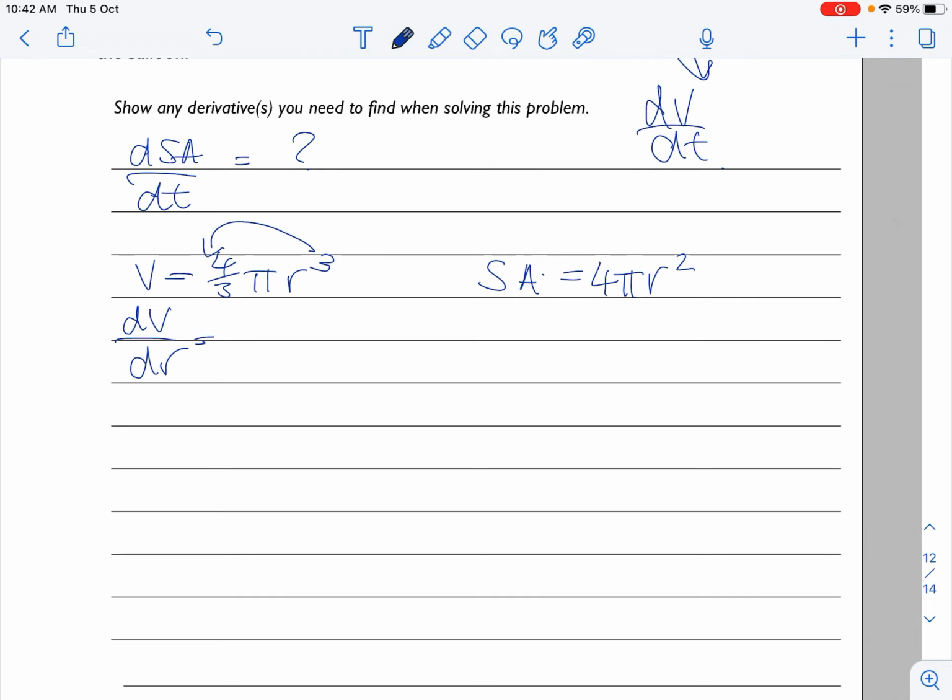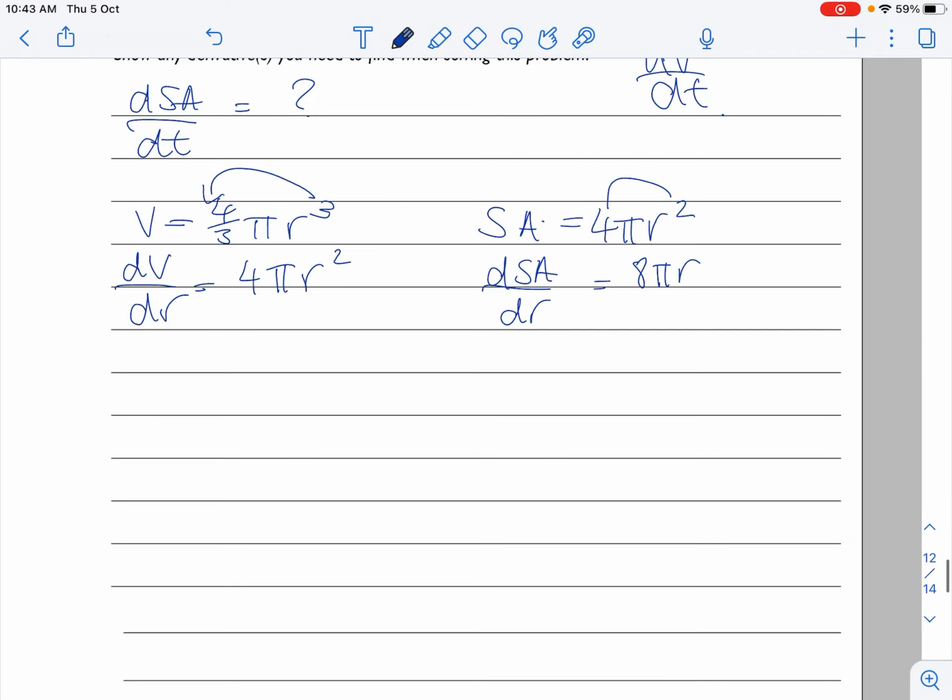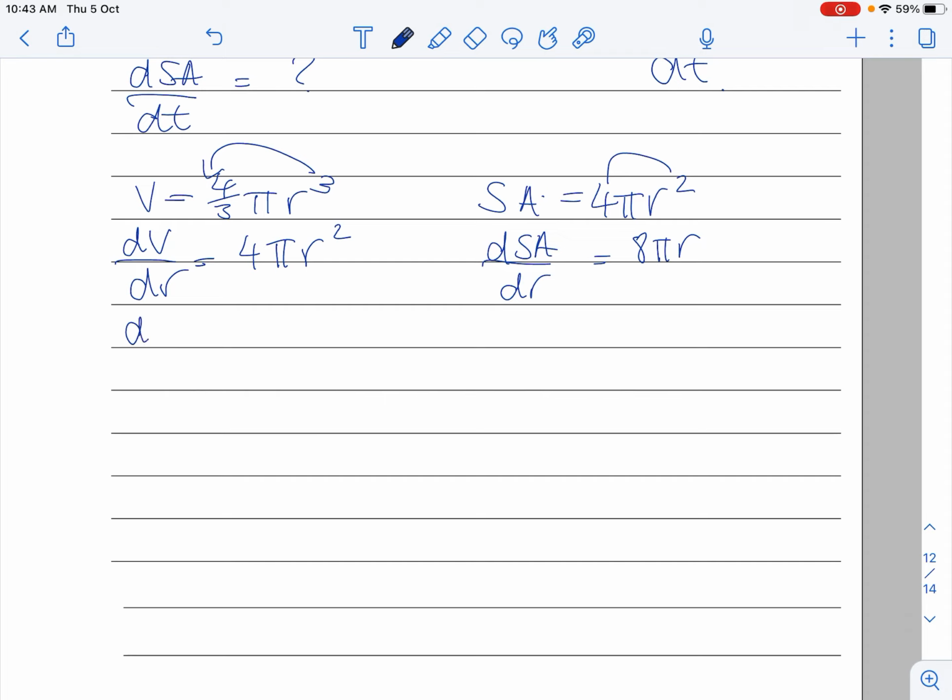So 3 comes down the front, so 3 times 4/3 is just 4, and that's 4 pi r squared, and dSA by dr equals, bring that down the front, 8 pi r. Now we want to link up dSA, we want to find dSA by dt. Okay, so we put our dSA here. We know that we've got dSA by dr, so we'll put that in there. And we want to find dt.